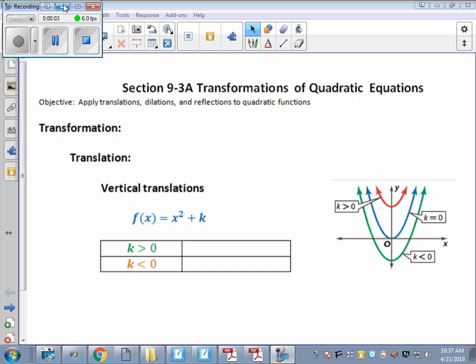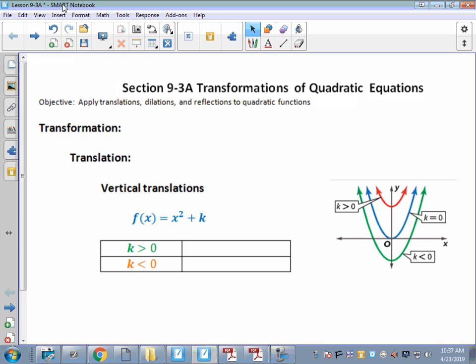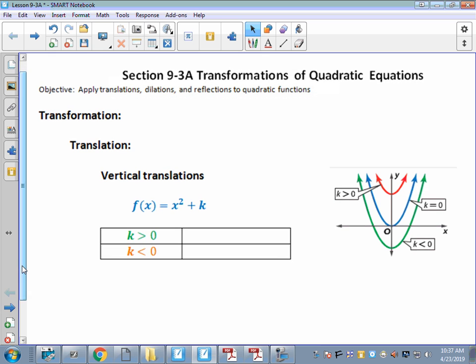Okay, Algebra 1, we are into section 9.3a. So we're kind of skipping over 9.2 right now, and we'll get back to it. But just after this project now, it seems good to go with 9.3a here.